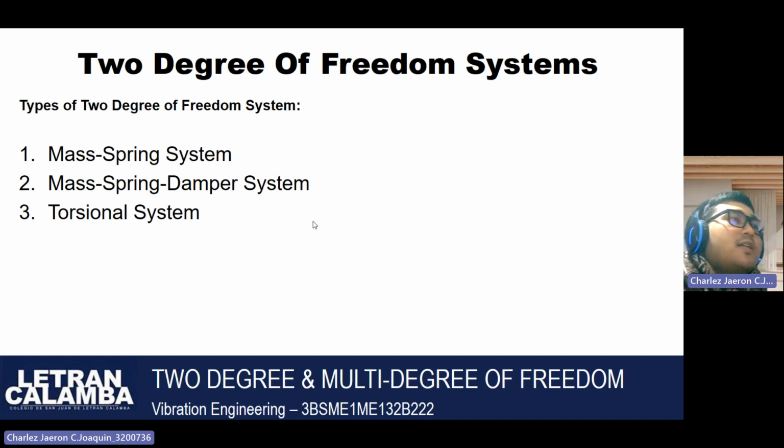Next is mass spring damper system. This configuration extends the mass spring system by including dampers along with the springs. Dampers introduce a dissipative force that represents the energy loss due to internal friction or external factors. The dampers can be linear or nonlinear depending on the system requirements. Mass spring damper systems are widely used to analyze vibrations in various engineering applications, such as vehicle suspensions, mechanical linkage, and building structures. Next is torsional system.